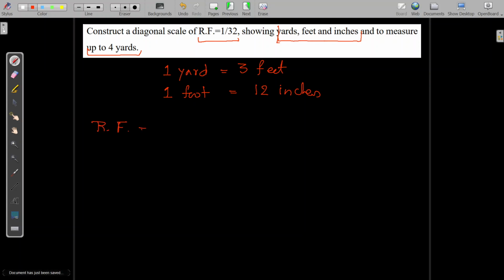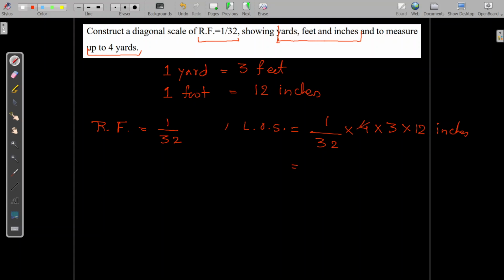RF is given, that is 1 by 32. L max is given in the question, so you have to find out the length of scale. So the length of scale will be your RF into L max, that is 4 yards. Then you will convert yards into feet, so that will be 3 feet. Now again you will convert feet into inches, so that will be 12. Now I don't need to convert it into centimeters. Why? Because I have the scale through which I can draw any length whose unit is given in inches.